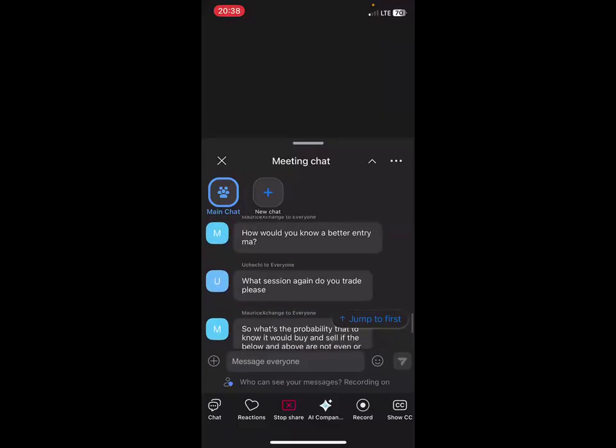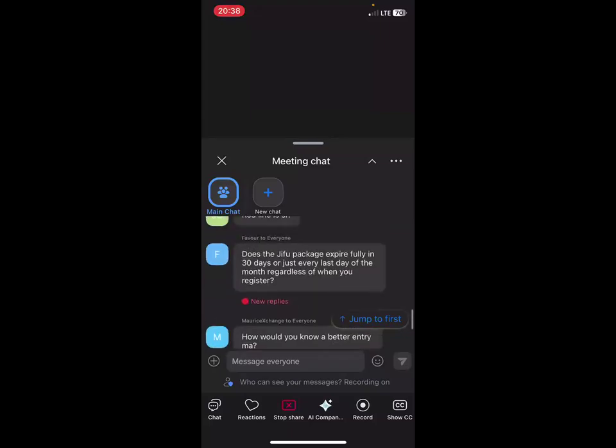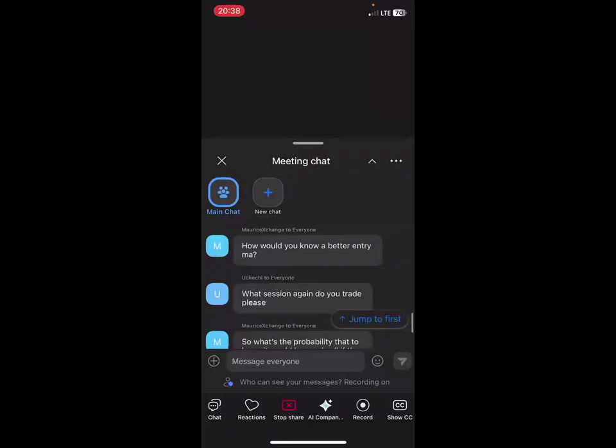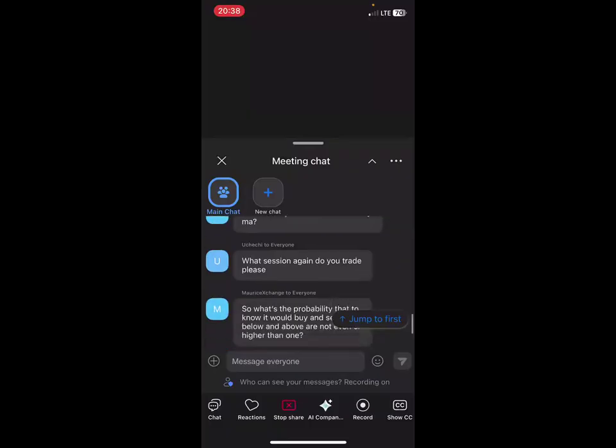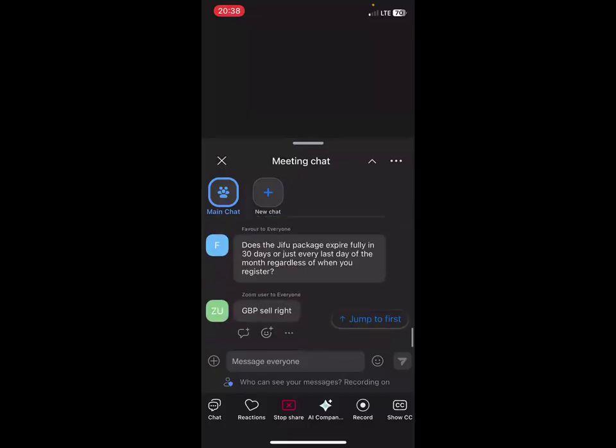I trade the New York session. So most times I trade around 4 p.m. Yeah, 4 p.m., 5 p.m. Once you open your scanner, you definitely see an entry.